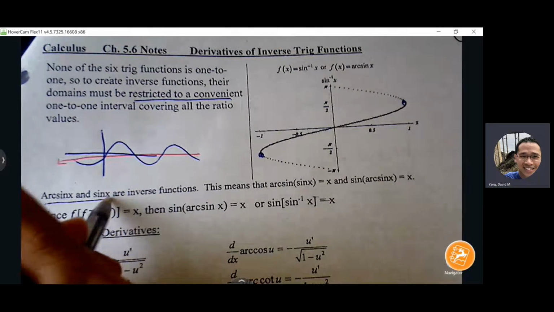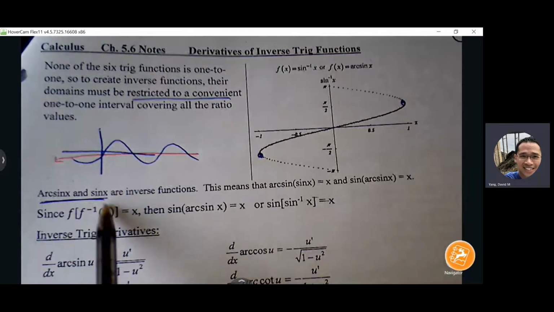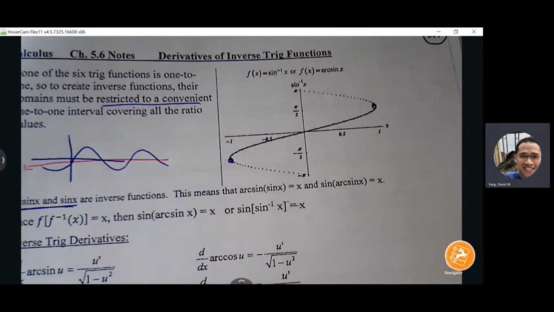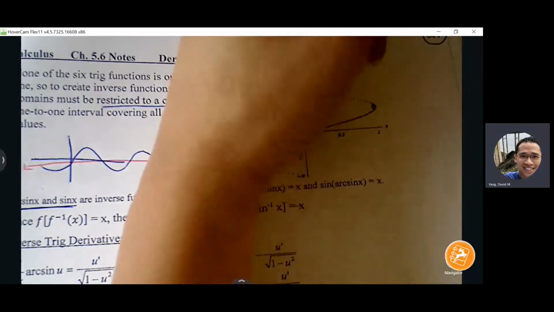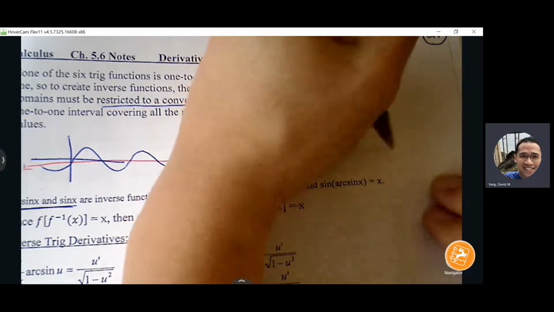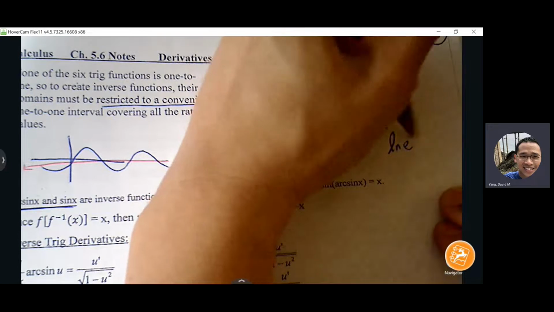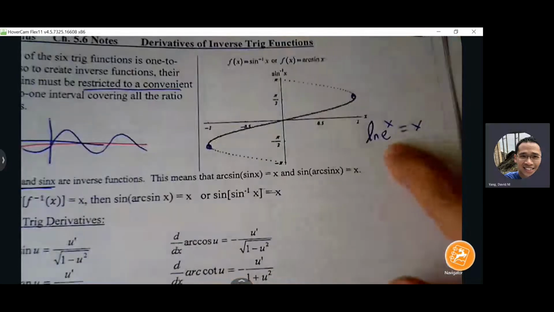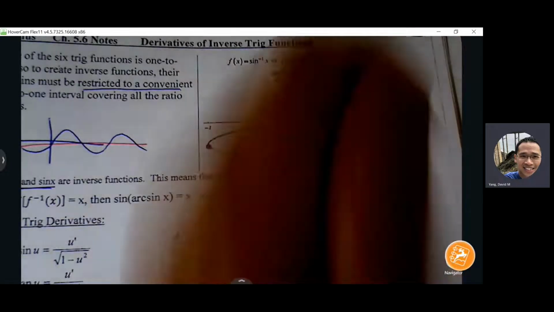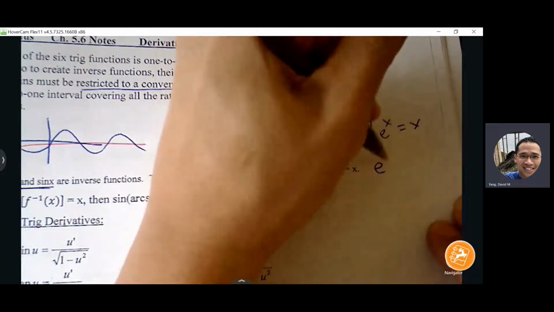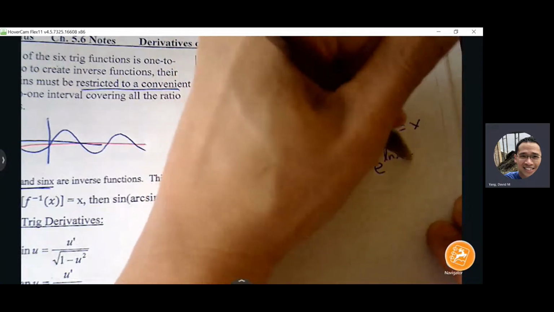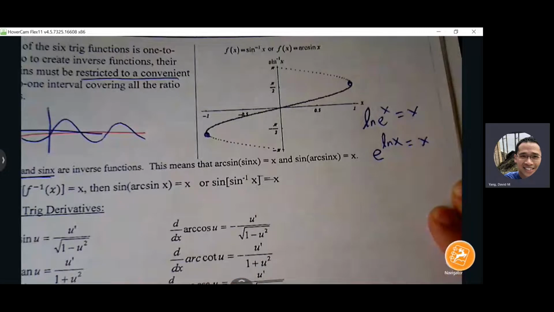So if arc sine and sine are inverses of each other, what that means is if I were to insert one into the other, they're just going to cancel each other out. We discovered that with exponential functions and log functions, right? If I have natural log of e to the x, that should equal x. If I insert exponential into the log, things will cancel out. If I insert the natural log into the exponential function, I'm also canceling out to be just x.